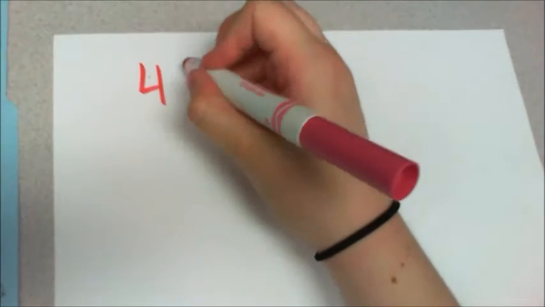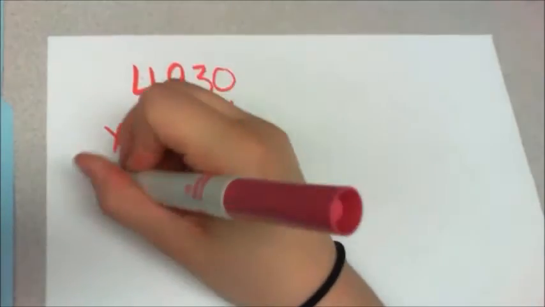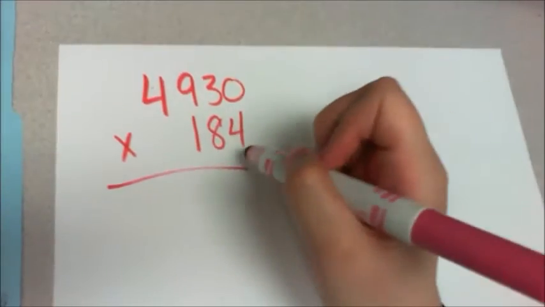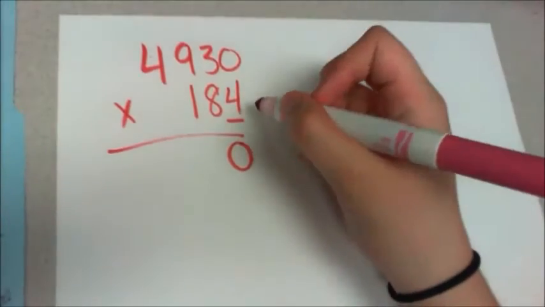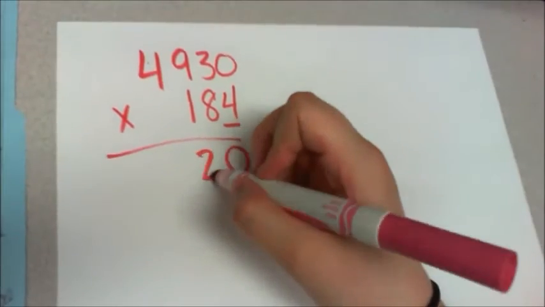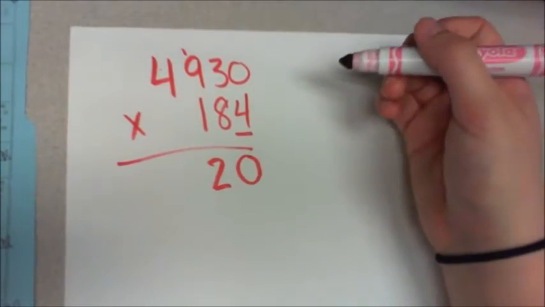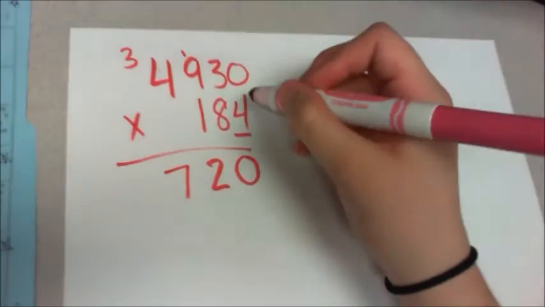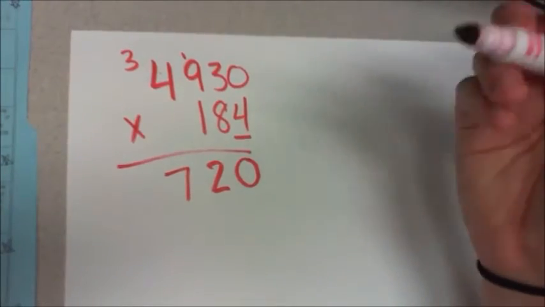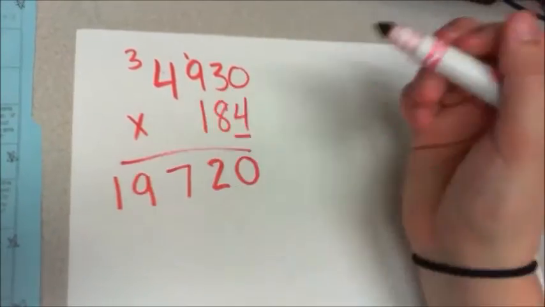The next one we have is multiplication. We have 4,930 times 184. So let's go ahead and start with our ones. 4 times 0 is 0. 4 times 3 is 12. Carry the 1. 4 times 9 is 36. Plus 1 is 37. Carry the 3. 4 times 4 is 16. Plus 3 more is 19.